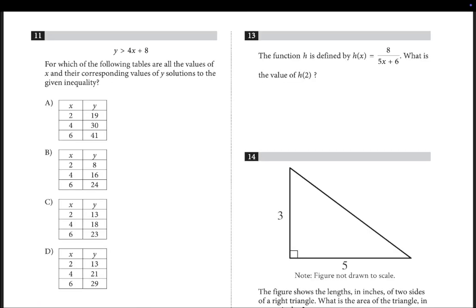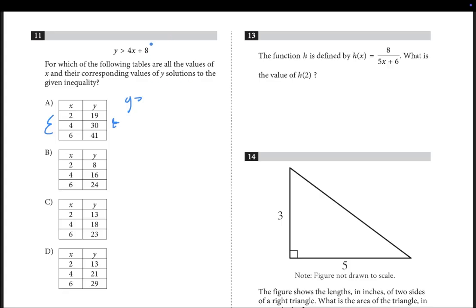Number 11 states, for which of the following tables are all values of x and the corresponding values of y solutions to the given inequality? So we're going to look through our tables first and see which one best represents y is greater than 4x plus 8. We see that we're all using the same x values, and our y values are different. So we're going to have 2, 4, and 6. All we have to do is input 2, 4, and 6 into the equation and see which ones give the correct y value output from this original equation.